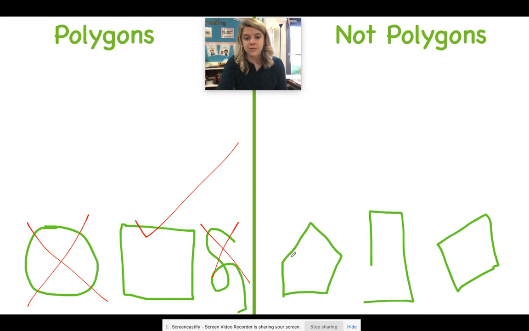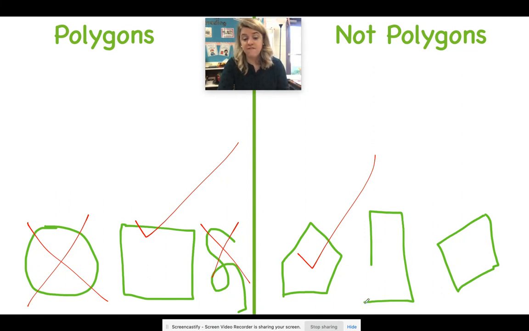What about this one? 1, 2, 3, 4, 5. It has more than one side. Are they straight? Yes, they are. Is it a closed shape? Yes, it is. Is it a polygon? Yes, it is.